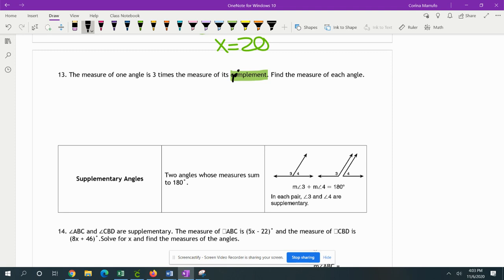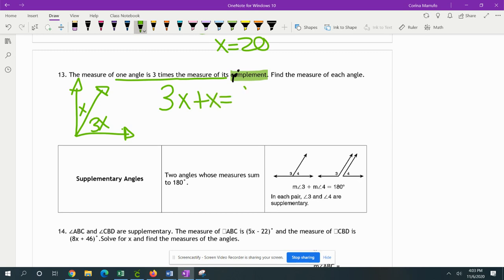So I'm going to make a picture. Here's my 90-degree angle. And then I'm going to go ahead and split it up. And it says one angle is 3 times the measure of its complement. So one angle, I'm going to make it 3x, and then the other one is just x, because this one's 3 times the size. So then when we set it up, we do 3x plus x equals 90.